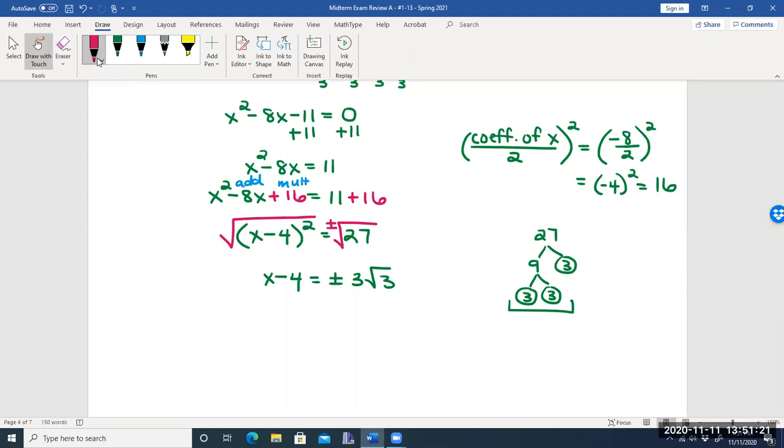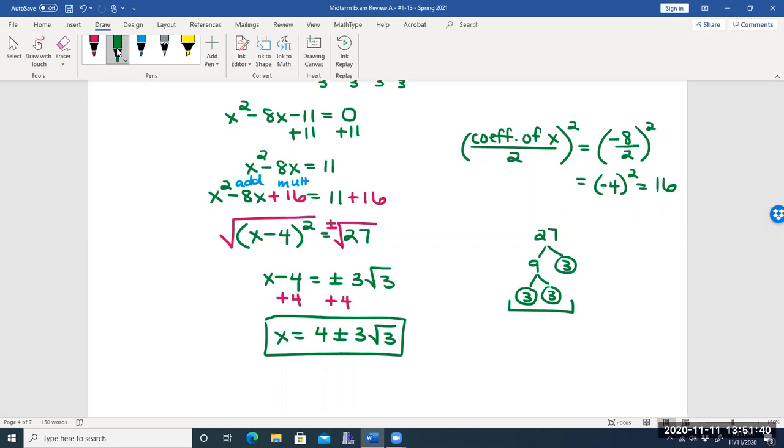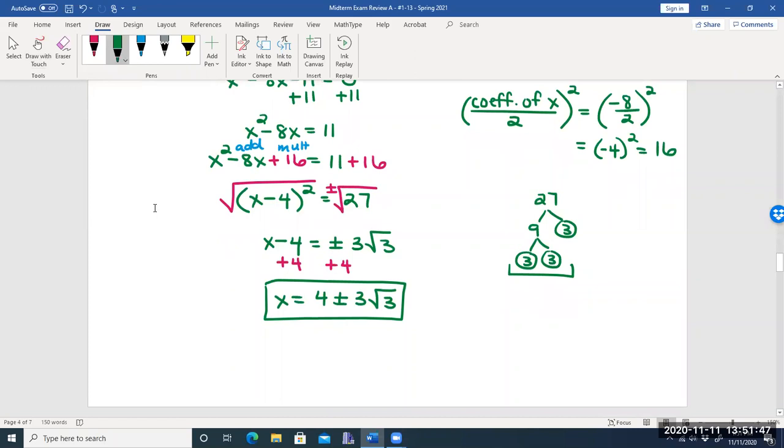And then finally, we are going to add 4 to both sides in order to isolate our x. And so the final answer is x equals 4 plus or minus 3 square root 3. I did choose to put the 4 in front of the plus or minus. That is the proper way to write it. It's not wrong if you put it in the back. We just put it in front so that there's no confusion about whether it's under the square root or not.